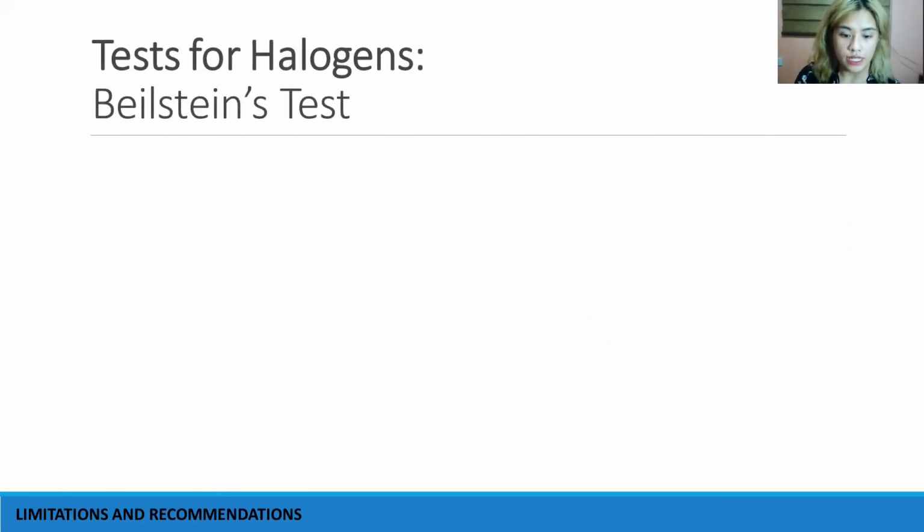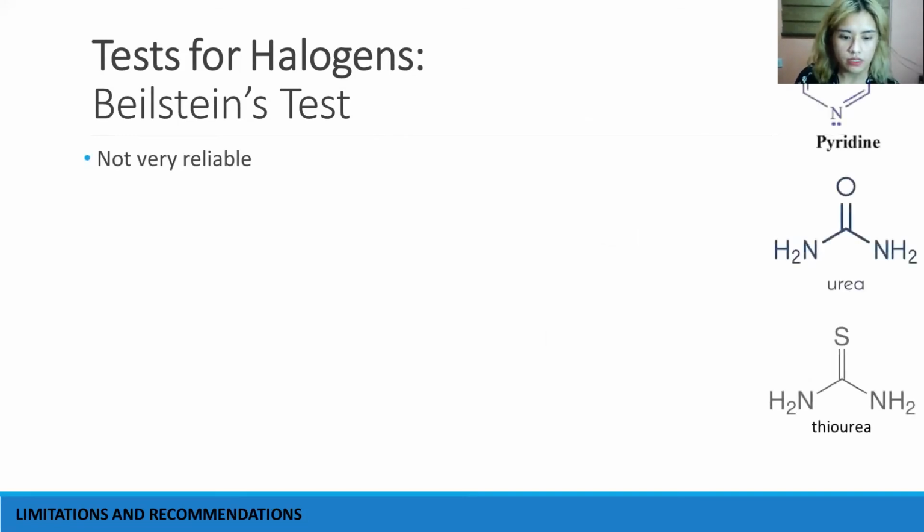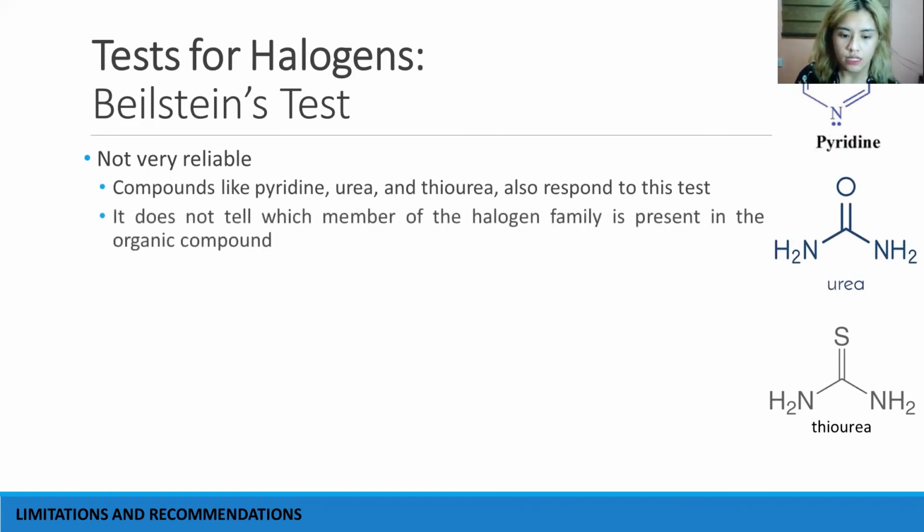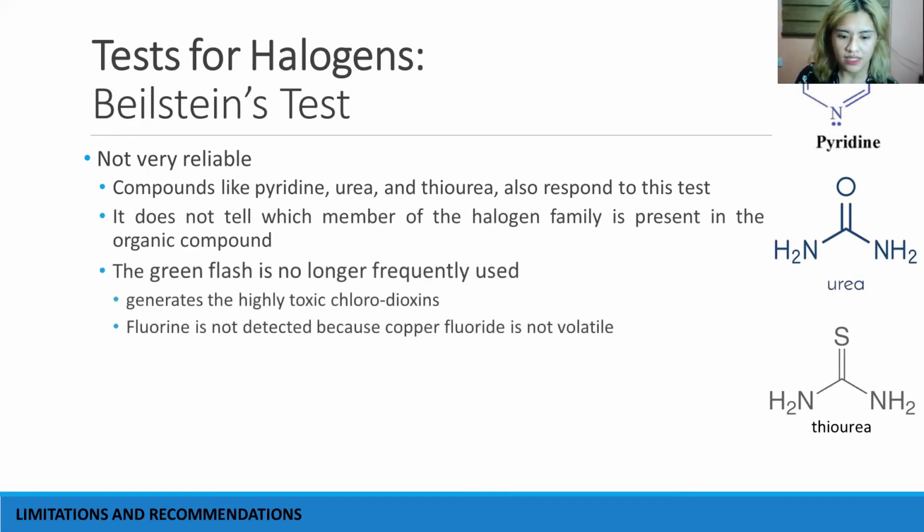Beilstein's test is employed to detect the presence of halogen in an organic compound. This test is not very reliable because compounds like pyridine, urea, and thiourea, which do not contain halogens, also respond to this test. And it does not tell which member of the halogen family is present in the organic compound. The green flash is indicative of chlorine, bromine, and iodine.